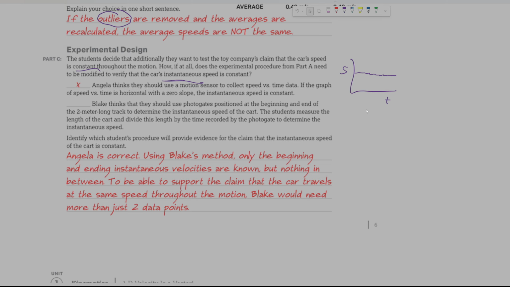Blake wants to use the photo gates positioned at the beginning and end of the 2 meter long track to determine the instantaneous speed of the cart. The problem with that is he's going to get the speeds maybe at the beginning and at the ending, but who knows what's going on in the middle, right? I mean, it could have gone up and down and up and down, and who knows what's going on in between. And all Blake is going to get is this part and that part, the beginning and the ending. So that's why, I mean, we'll use photo gates throughout the year. You'll be more familiar with those. And so that's why Angela is correct.